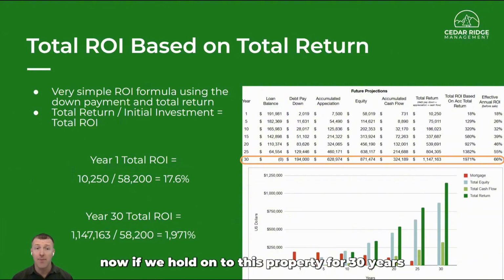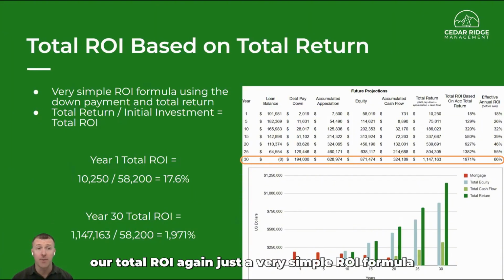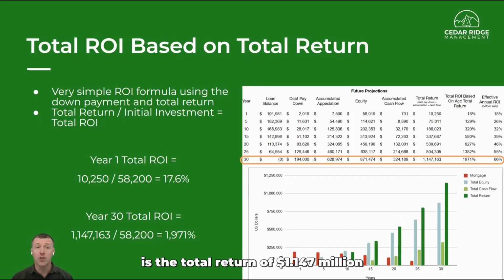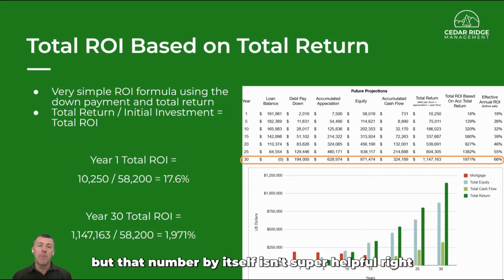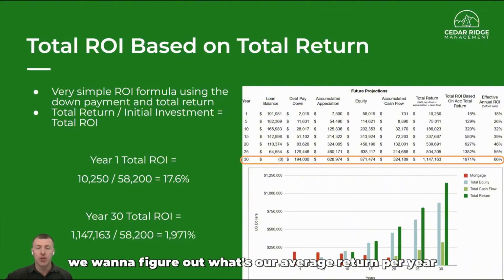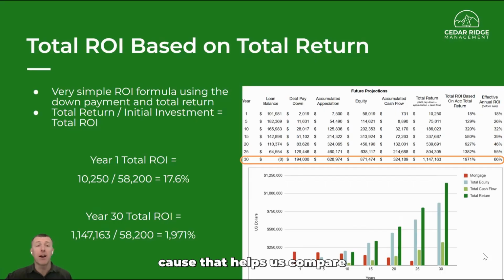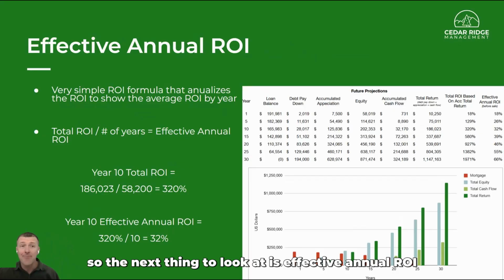Now, if we hold on to this property for 30 years, our total ROI, again using a very simple ROI formula, is the total return of $1,147,000 divided by $58,000, which equals 1,971%. That's a cool number, but that number by itself isn't super helpful, right? We want to figure out what our average return per year is, because that helps us compare one investment to another investment. So the next thing to look at is effective annual ROI.